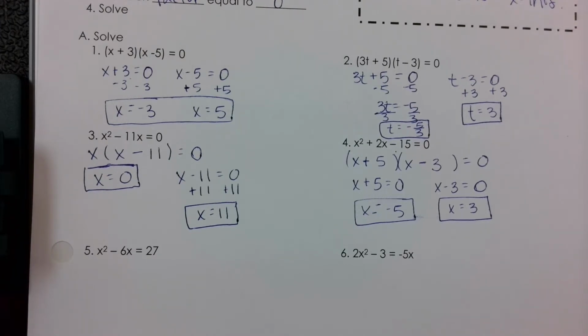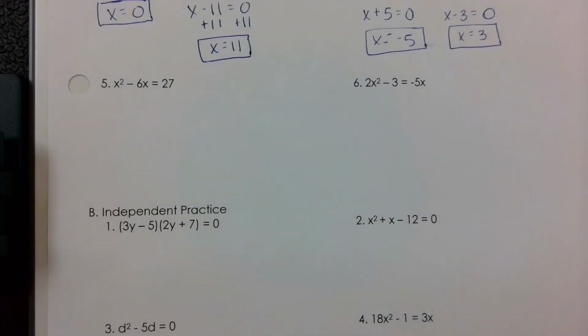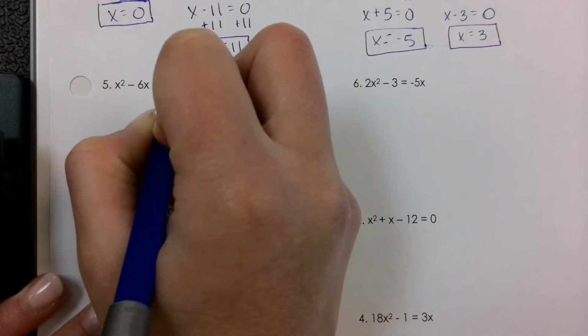Okay. Can we try number 5? Do you have any other questions right now before we start that one? Yeah, I'm good. Alright, so looking at number 5, what do you have to do first? What's step 1? Set your equation equal to 0. Is that equal to 0? No. How could we get it equal to 0? Move it over. How am I going to move that 27? Subtract 27.